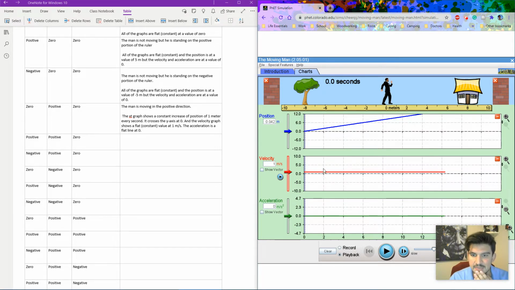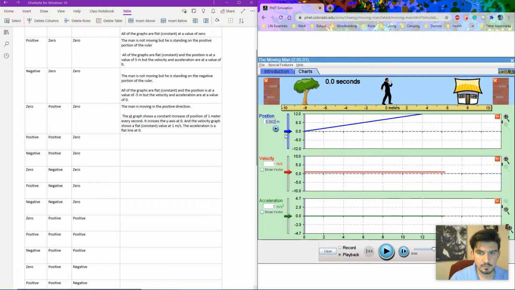And that tells us that the slope of our velocity graph is 0, and lo and behold, our acceleration value is 0. So the slope of our position time graph is equal to the value on our velocity time graph, and the slope of our velocity time graph is equal to the value on our acceleration time graph. Let's look at the next scenario.